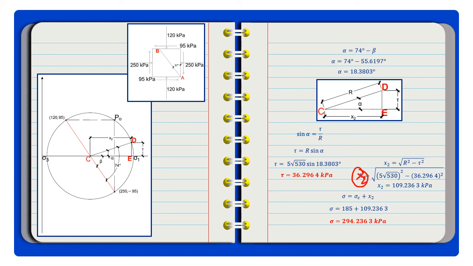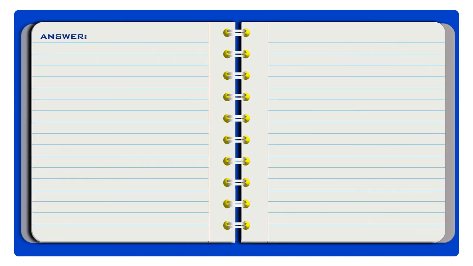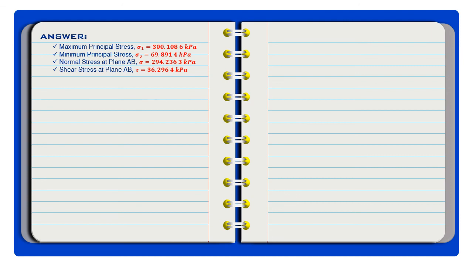So, yung answer dun sa mga required natin will be the maximum principal stress, sigma 1, is 300.1086 kilopascal. Yung minimum principal stress natin is sigma 3 which is 69.8914 kilopascal. And yung normal stress natin at plane AB is a sigma which is 294.2363 kilopascal. And our shear stress at plane AB will be a value tau which is equal to 36.2964 kilopascal.